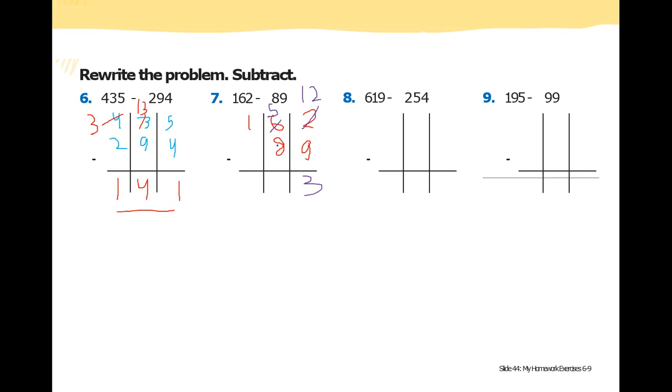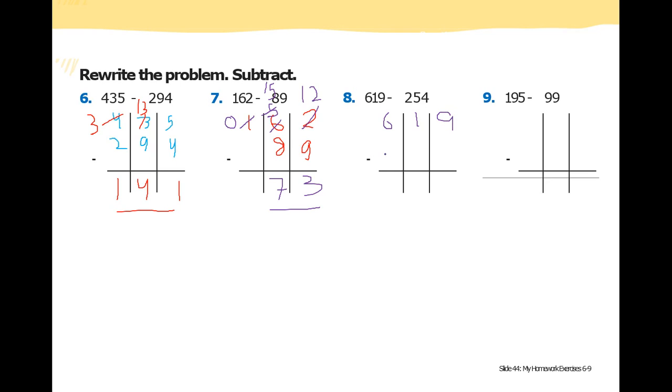5 minus 8, it's not going to work because we have 8 on the floor, more on the floor. We're going to move to the next door to cross 1 into 0 and 5 into 15. 15 minus 8 equals 7. 0 minus 0 equals 0. The answer is 73.